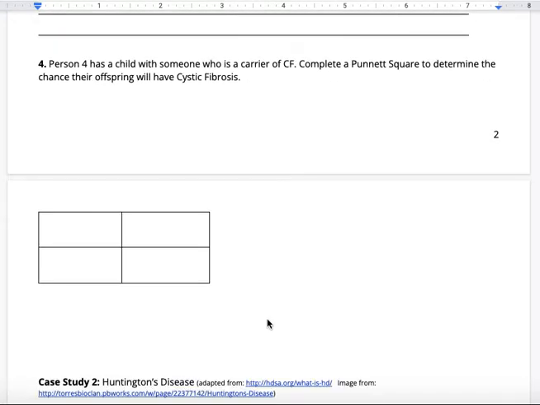And then question 4, a Punnett square. So back from middle school, you guys worked on Punnett squares. I have a short video on how to do Punnett squares in the description box for this lesson. So if you need help with where to put what, you can use that to help you out.